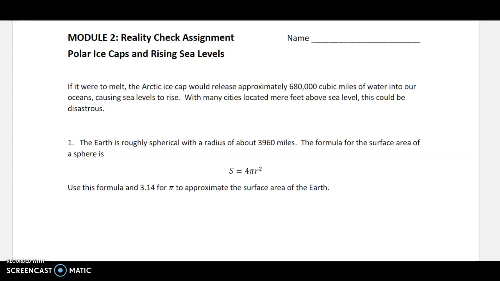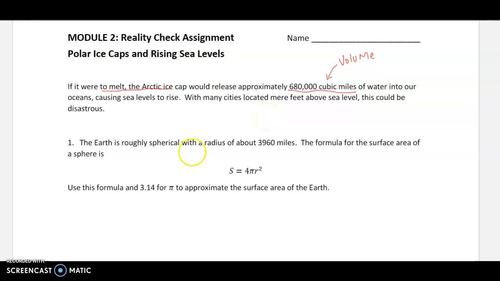If they were to melt, the Arctic ice cap would release approximately 680,000 cubic miles of water into our oceans, causing sea levels to rise. With many cities located mere feet above sea level, this could be disastrous. So I'm going to just underline this. I know if the polar ice caps melt, we're going to get 680,000 cubic miles. Now, because that's cubic, that tells me that's an actual volume, because volume is measured in cubic units. So if they were to melt, it would release the 680,000 cubic miles.